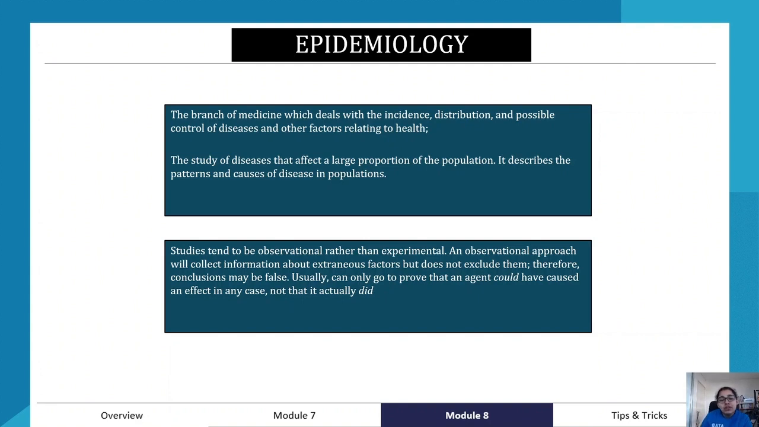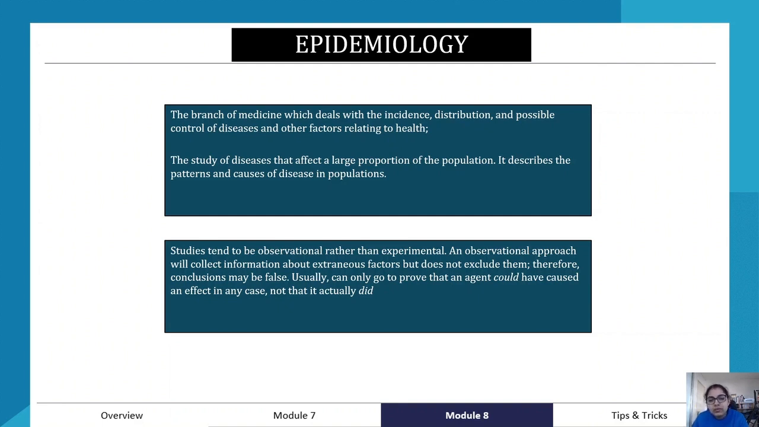So studies tend to be observational rather than experimental, because an observational approach will collect information about the extraneous factors, but it doesn't exclude them. Therefore, conclusions can sometimes be false with observational studies. Usually, we can only show that an agent could have caused the disease, or could have caused an effect, not that it actually did. And that's the difference between correlation and causation.